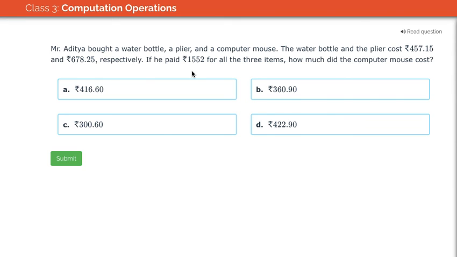Now decimal plus decimal is equal to decimal. 8 plus 7 is equal to 15. 5 will go down, 1 will go up. 1 plus 5 is equal to 6. 7 plus 6 will be equal to 13. 3, 1 will go up. 1 plus 10 is equal to 11. So now we have to subtract this from 1552.